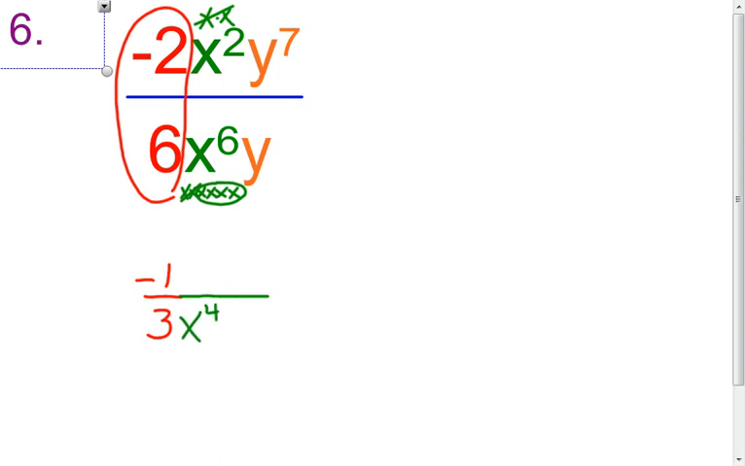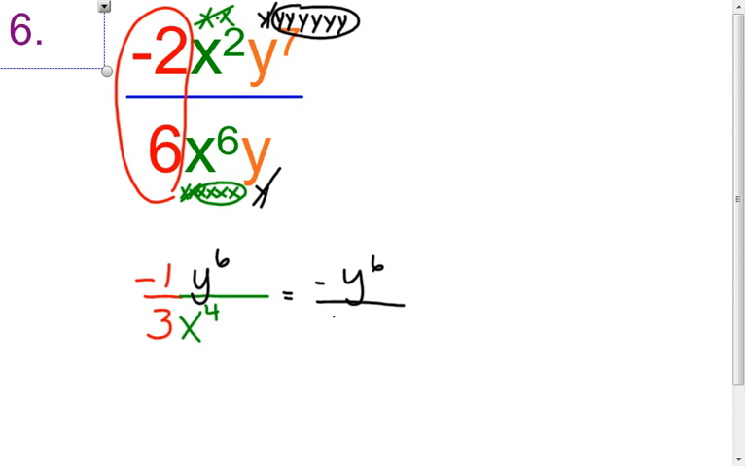Okay? Then with your y's, I have 1y down here and I have 7 up here. And of course I would cancel that 1y with one of those. And I still have these 6 y's left, but they are in the numerator. Okay, and so my answer would look like that. You really don't even need the 1 in there. To clean this up, I would actually write negative y to the 6th over 3x to the 4th.